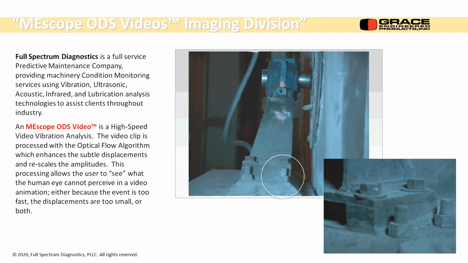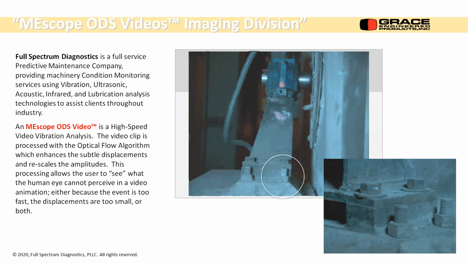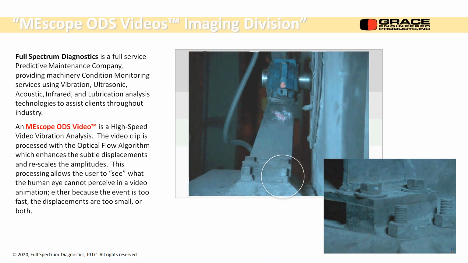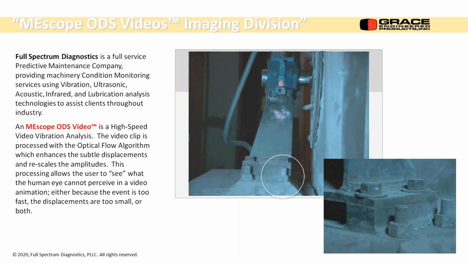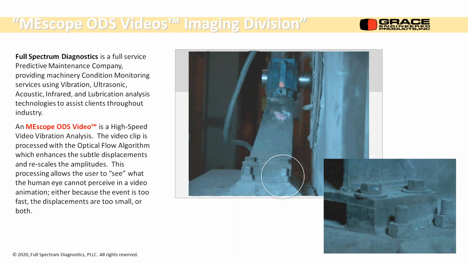The third thing we have is an imaging division, something new that came out. There are a lot of high-speed video cameras out there. This is a version by Vibrant Technology, makers of MEscope, the animation software that I just showed you on the last slide. This video clip is processed with an optical flow algorithm. It enhances subtle displacement, rescales the amplitudes, and now you can see things you haven't seen before.